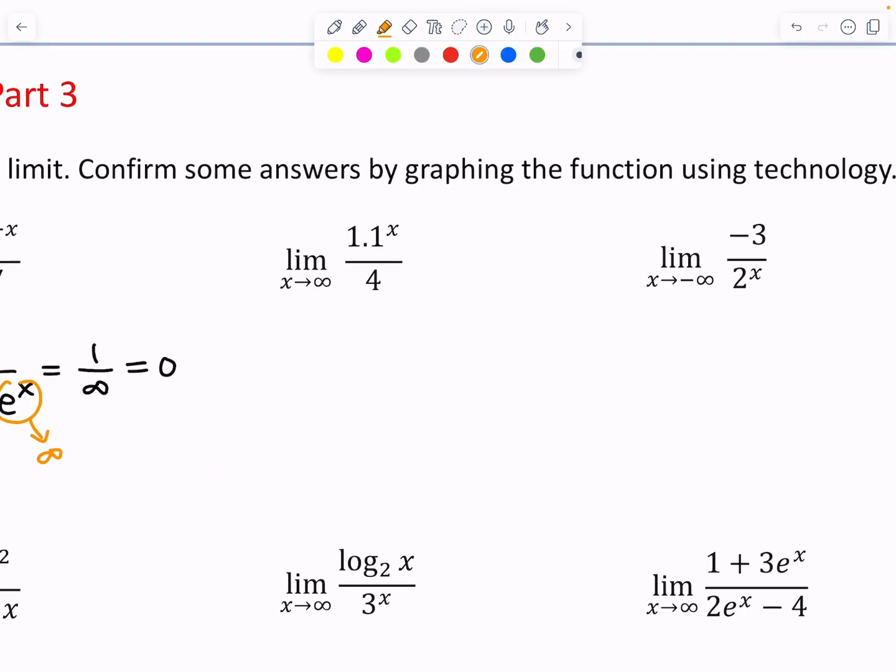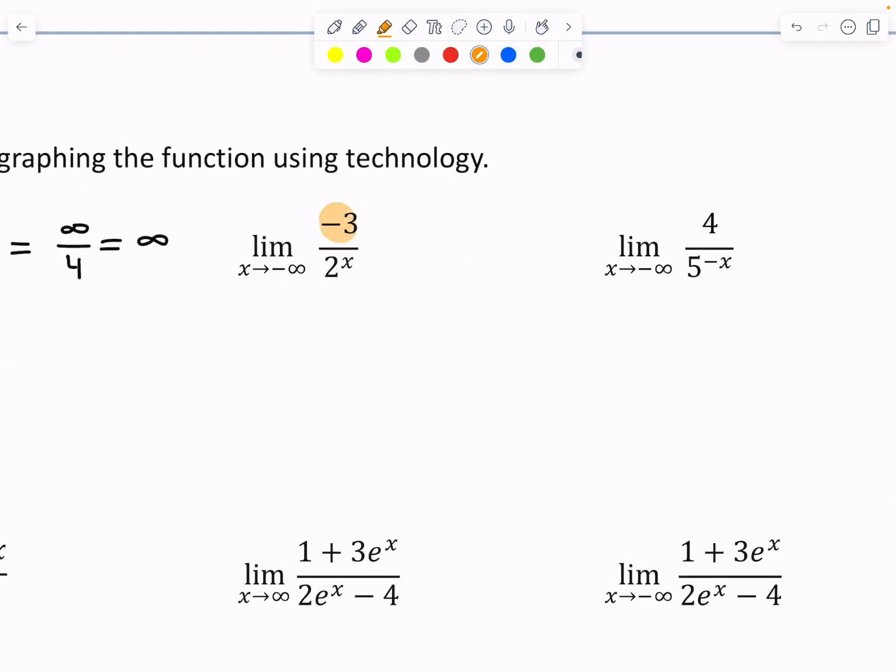Next case, we have a growing exponential divided by a 4. This will be equal to an infinite divided by finite, which in this case will yield positive infinity. Next case, we have a constant divided by a growing exponential, but notice we're now letting x approach negative infinity, so you have to be careful.